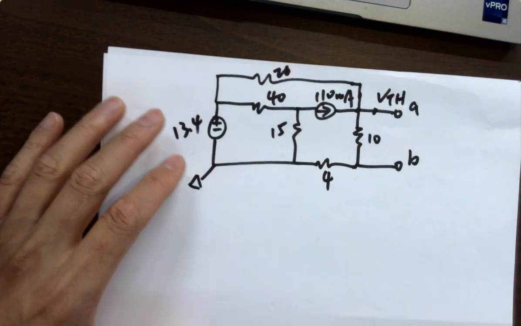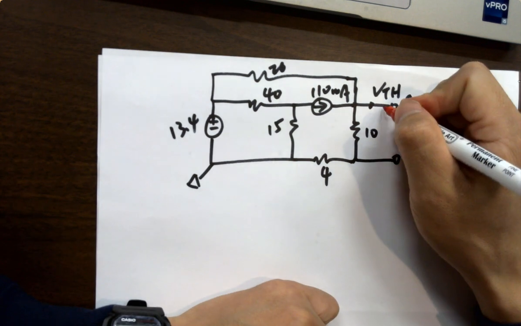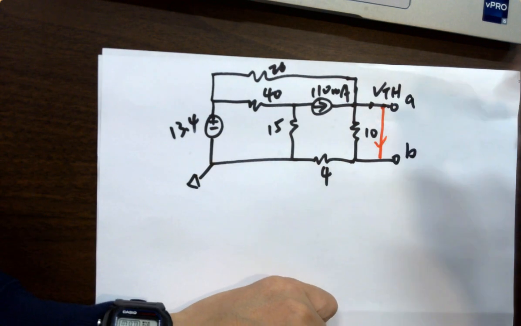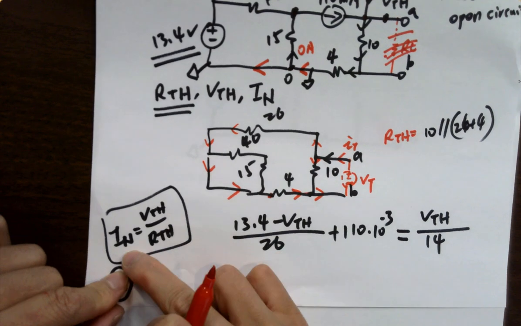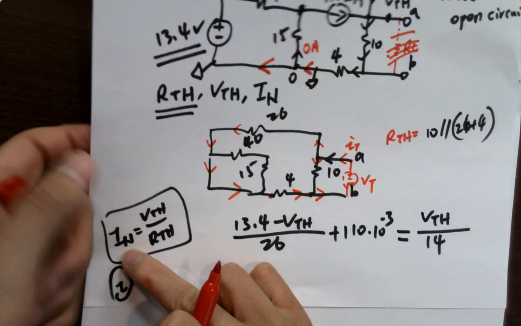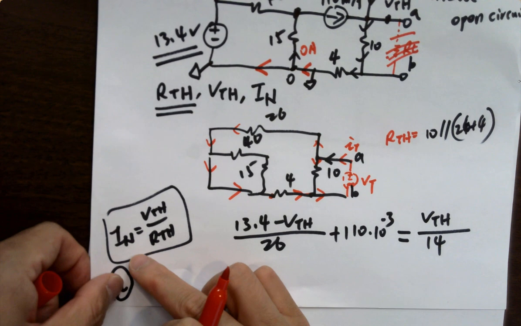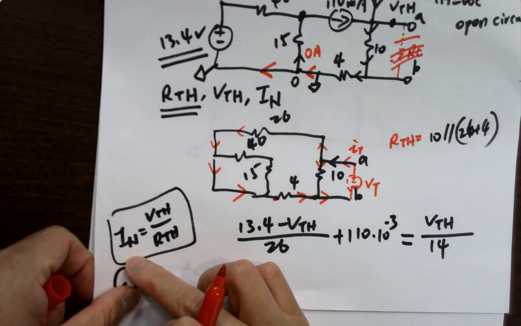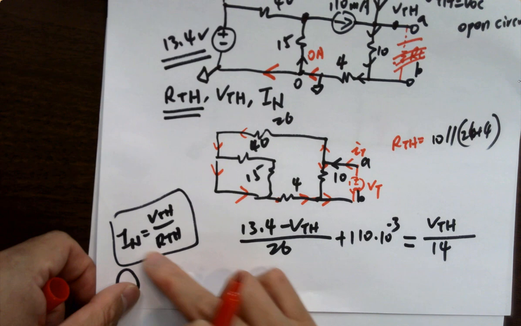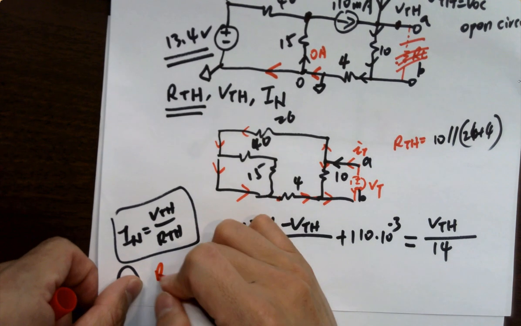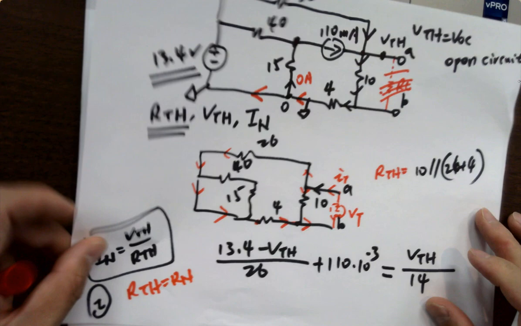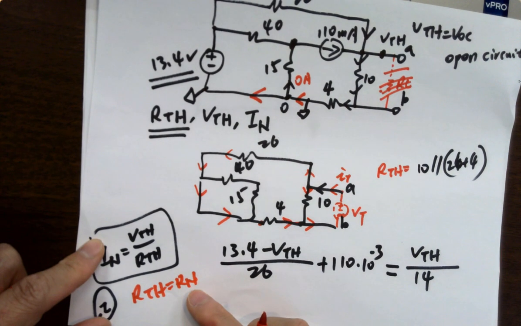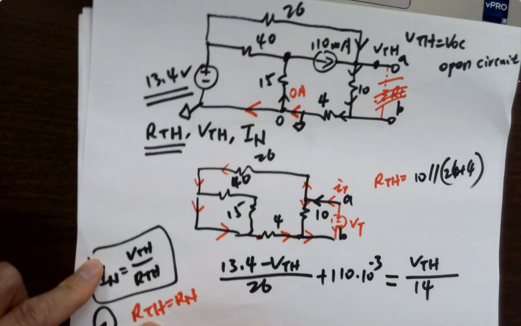So the way to find IN is you short the 2 terminals. Definitely you can always find VTH first and then divide it by RTH to get IN, right? It's something we need to memorize, unfortunately. Okay? So RTH is RN since we use the same method to find the Norton resistor or the Thevenin resistor.